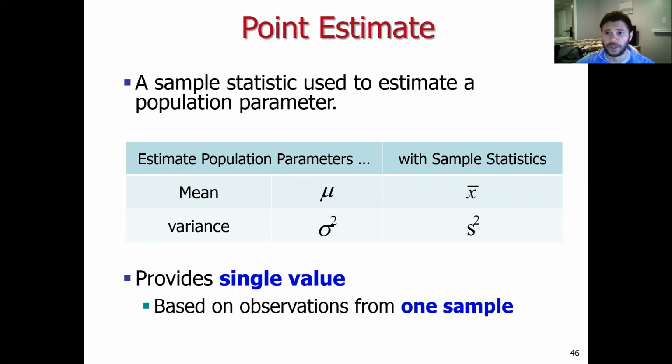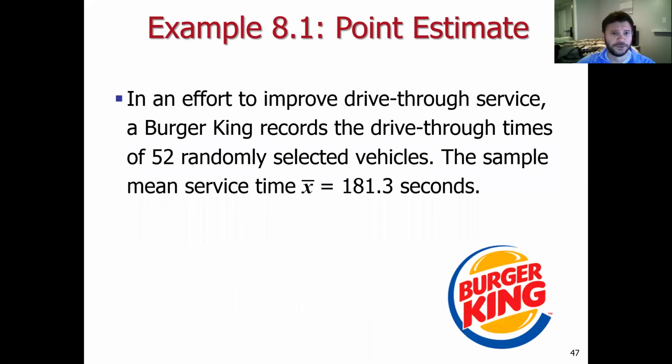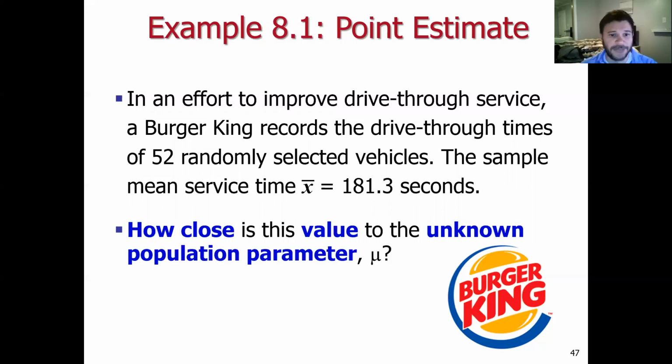So here's a real quick example. In an effort to improve its drive-through service, Burger King records the drive-through times of 52 randomly selected vehicles, and it finds that the sample's mean service time is about 181.3 seconds for those 52 vehicles. And again, if they had sampled 52 different vehicles, they would probably get a slightly different sample mean. And the question here is now, how close is that value of X bar relative to the unknown population parameter mu? And this is a strange catch-22.